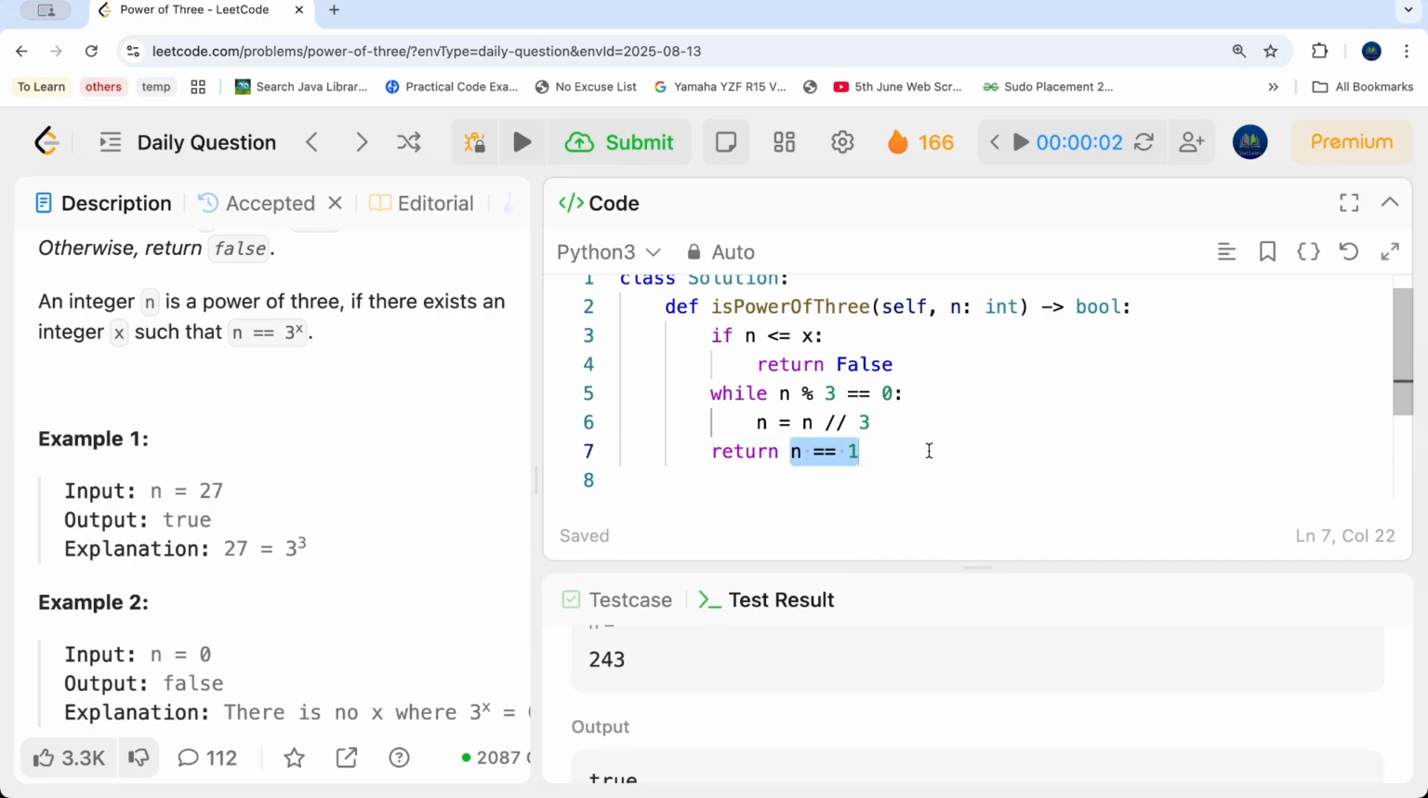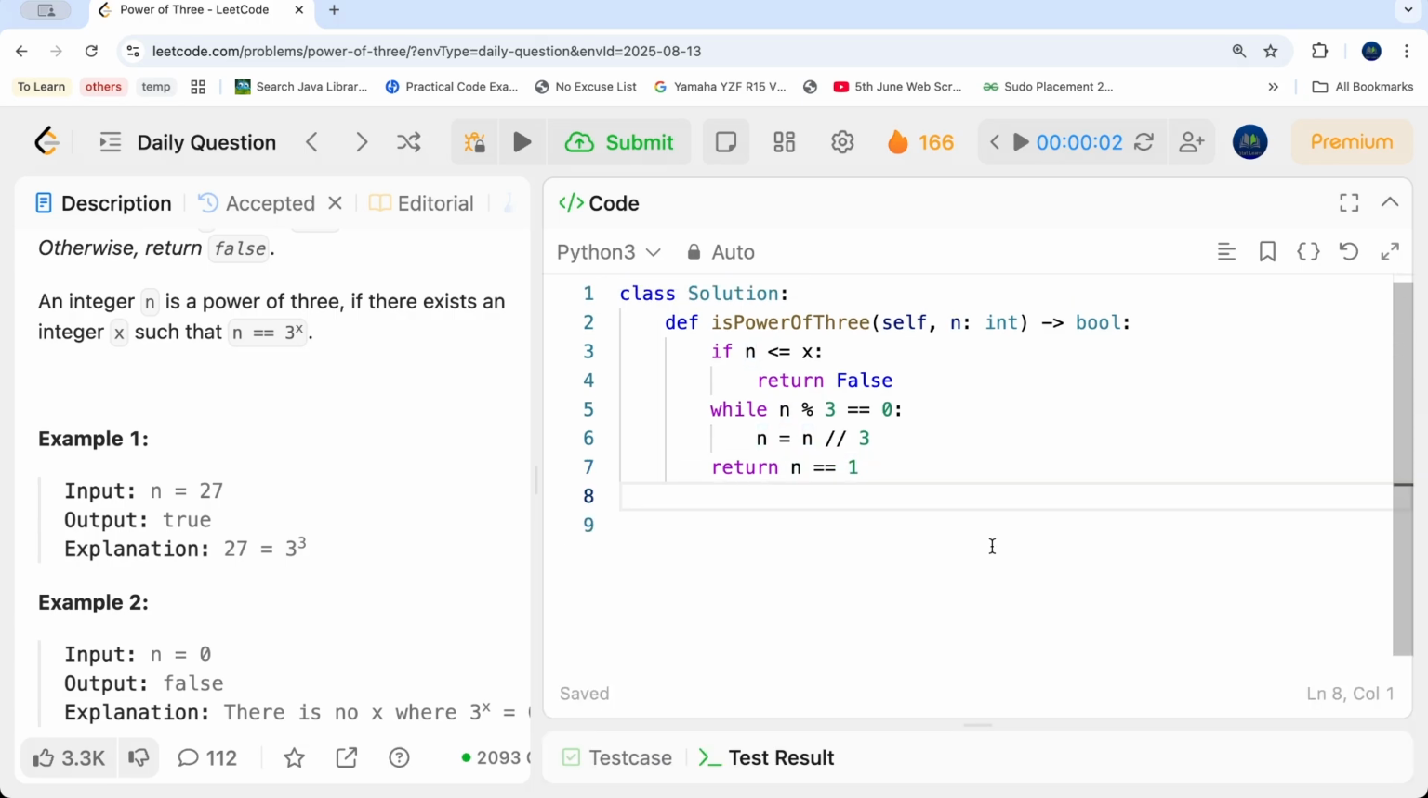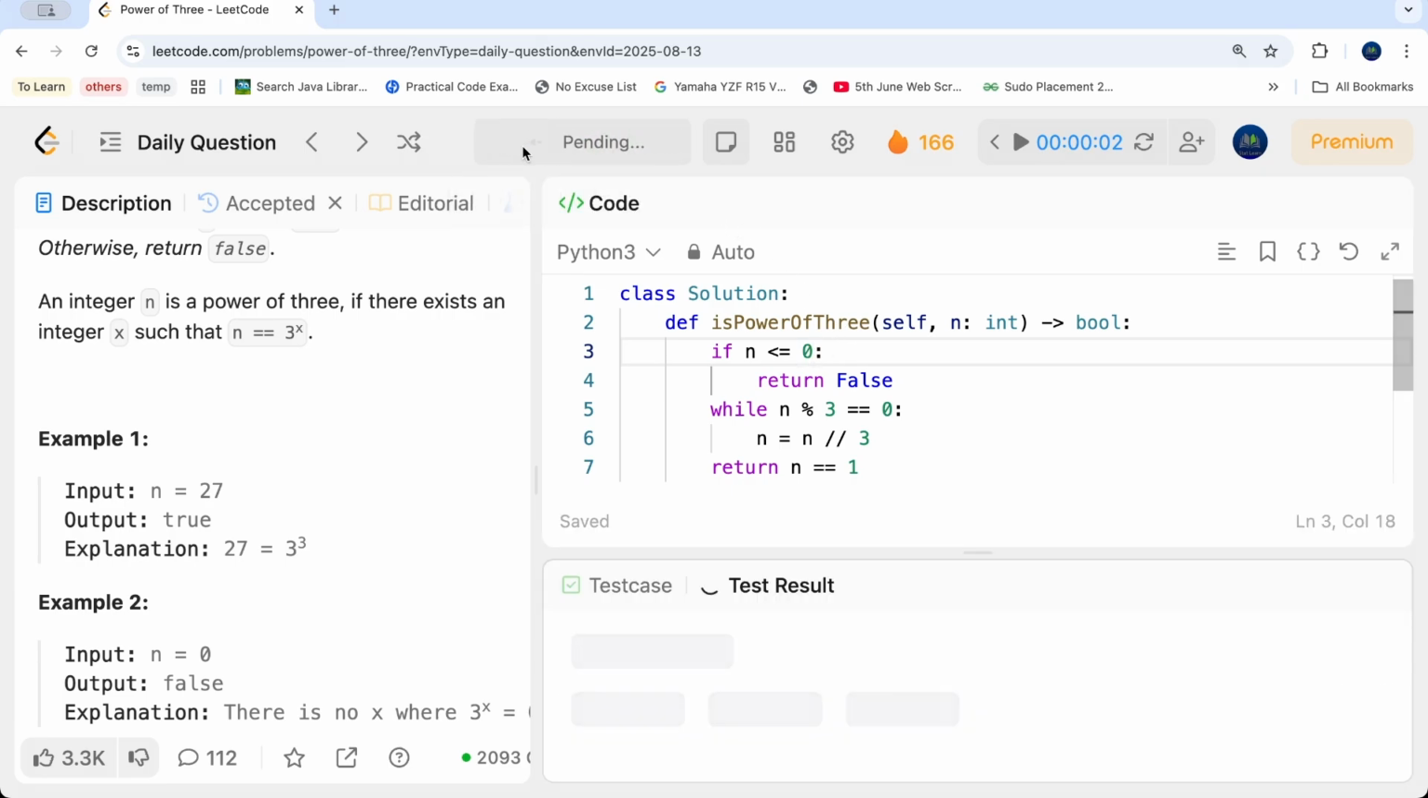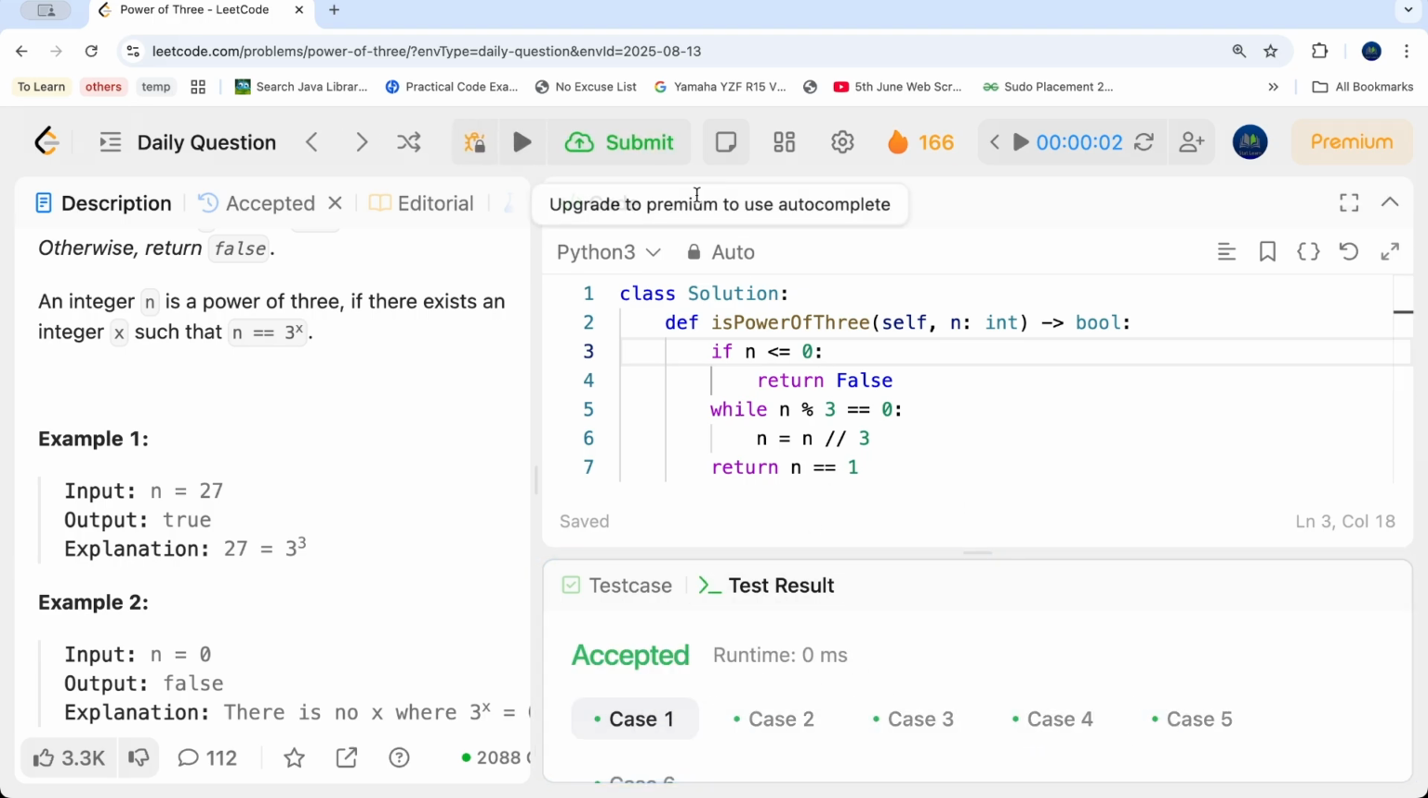But for numbers which are not a power of 3, n will not be equal to 1 in the end. And just before running this, I think this condition has to be updated. This should be n less than or equal to 0, and not x. So now it looks good. Now if you run this, it should pass your sample test cases. All the sample test cases are passed. Let me submit this and all the test cases will pass.